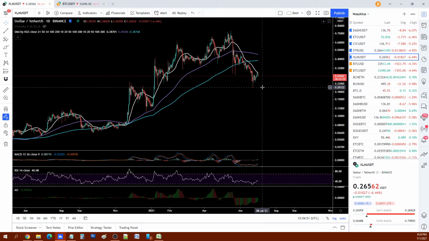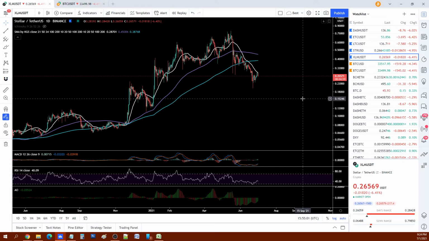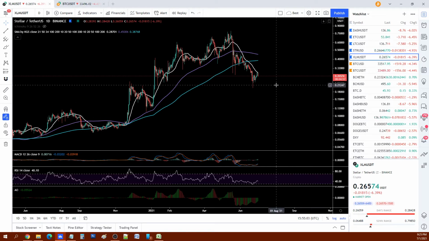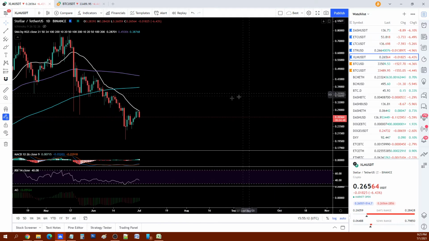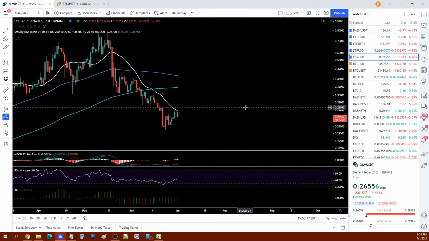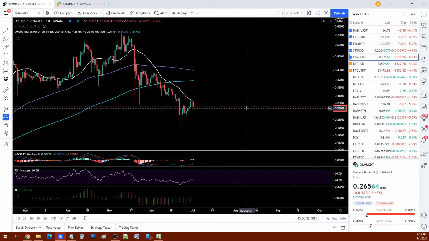If we fall down, if we again get rejected harshly from the current levels, if we're not able to close above this white line, it would be a really bad thing for not just Stellar Lumens but the entire cryptocurrency market as a whole, because this very chart is copy pasted on every single major altcoin out there, and this includes the likes of Stellar Lumens, Ripple, Litecoin, Ethereum Classic, Dash, and so on.